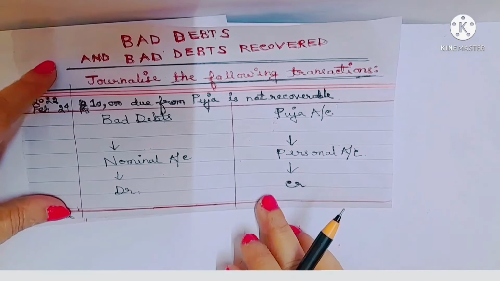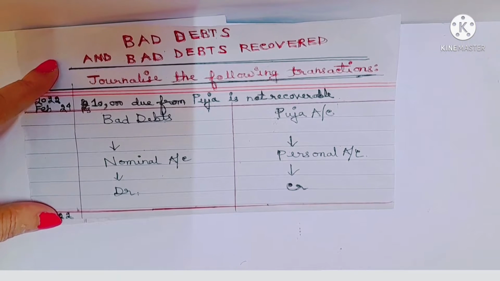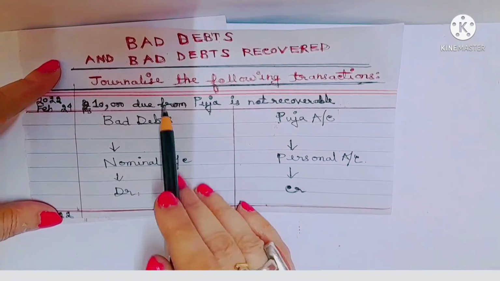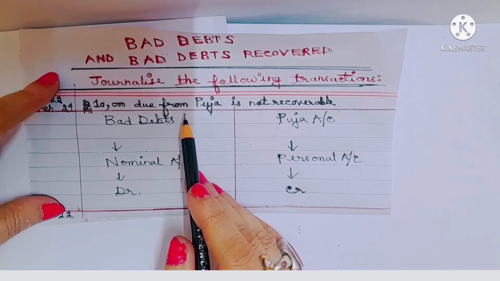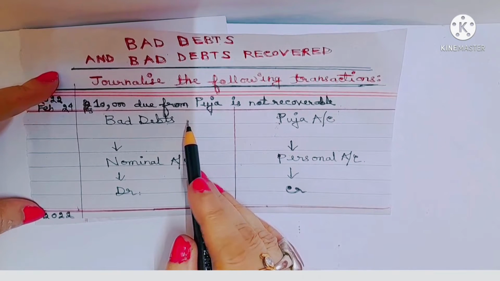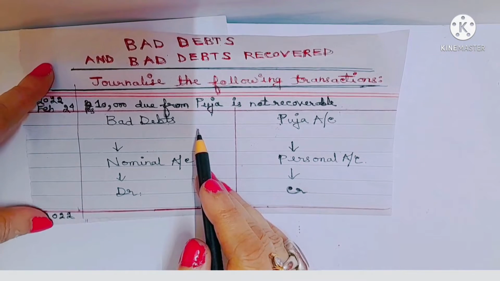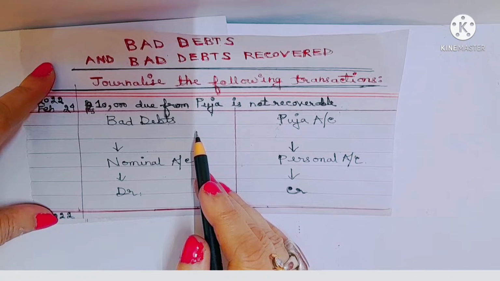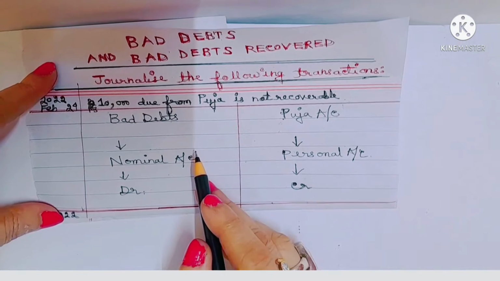What is bad debts? Bad debts is when the goods are sold to a customer on credit. Remember, not in cash. And if the amount due from her becomes irrecoverable or she is unable to pay, for any other reason, she becomes insolvent, the amount or money due from her is not recovered. It is called or known as bad debts.